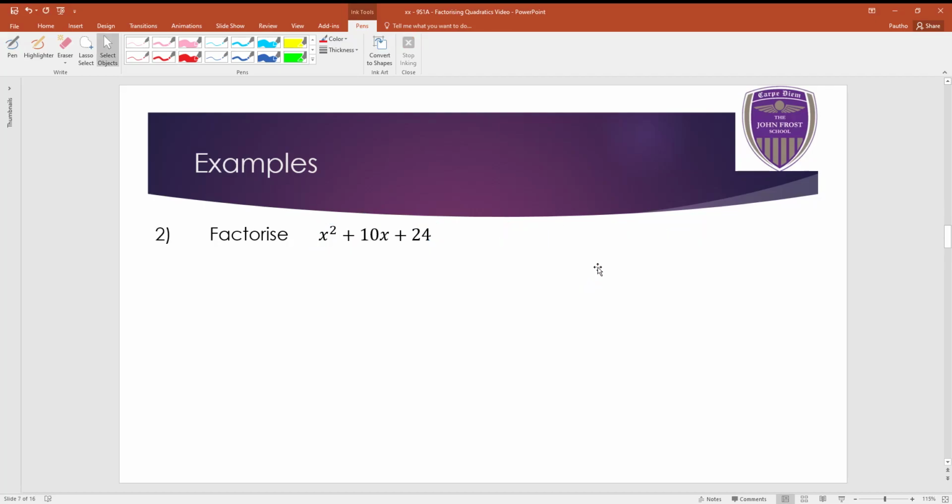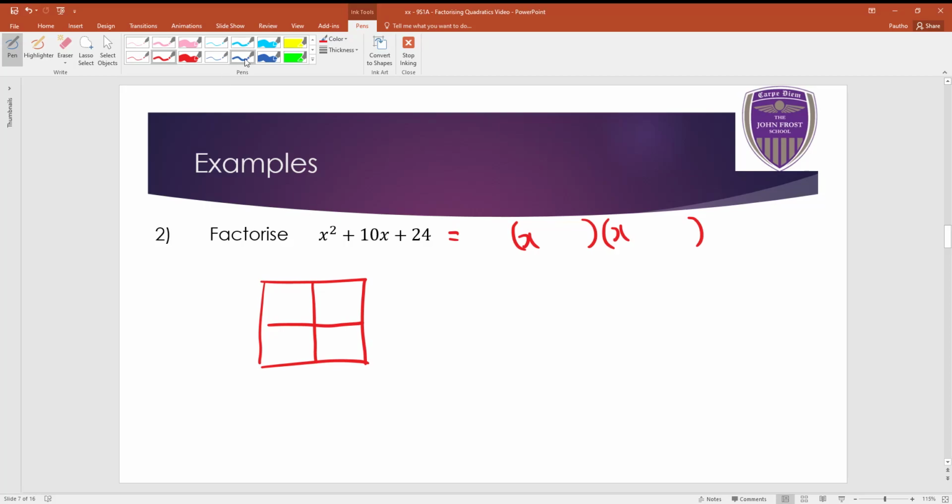Okay. Example 2 is here. Pause the video, have a go, and come back when you're ready. Okay, welcome back. So this one here, again, I'm going to reverse the grid. I know that it definitely came from two brackets again, and there was definitely an x here and an x here. So x squared would go here, and 24 goes here. Obviously, x and x, and these yellow numbers have to multiply to make 24, and these green numbers have to combine to make 10.